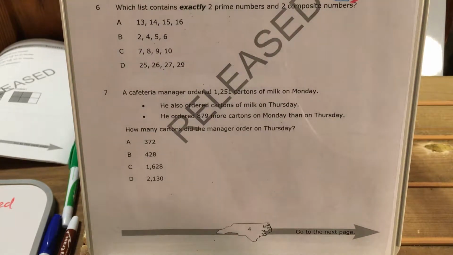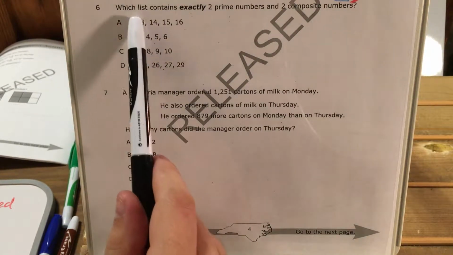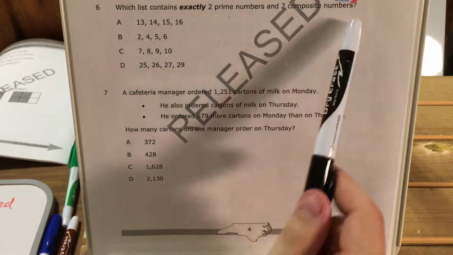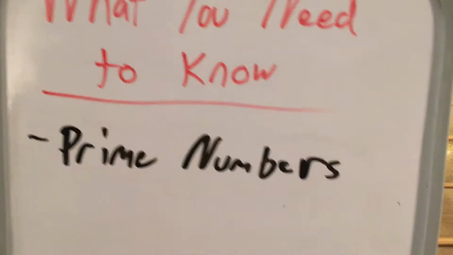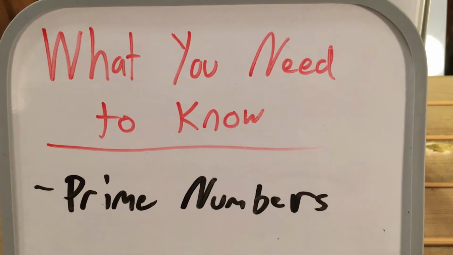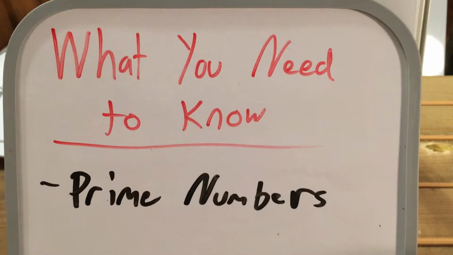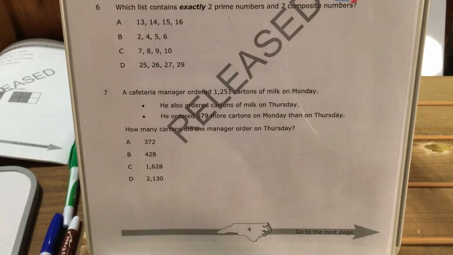This is Mr. W. We're going to tackle question 6 from the 4th grade math questions that North Carolina released this past school year. We're being asked to tell which list contains exactly 2 prime numbers and 2 composite numbers. Really simple question, just one idea that they're going to try to make a little more complicated, but we're awesome, so we're going to handle it. All right.